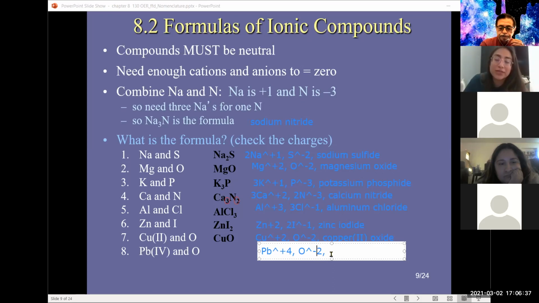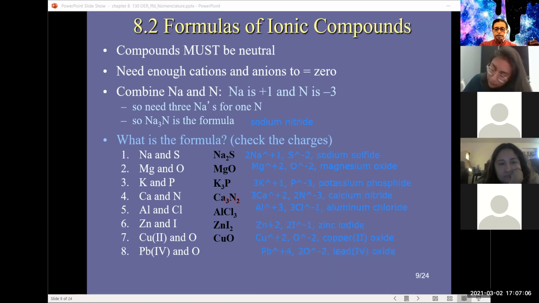So that means that I'm going to need 2 oxides to cancel out the +4 from the lead. So that 2 becomes the subscript for the oxygen. My name's lead, Roman numeral IV, oxide. And there you go. There's a formula. So the Roman numeral is very, very important.